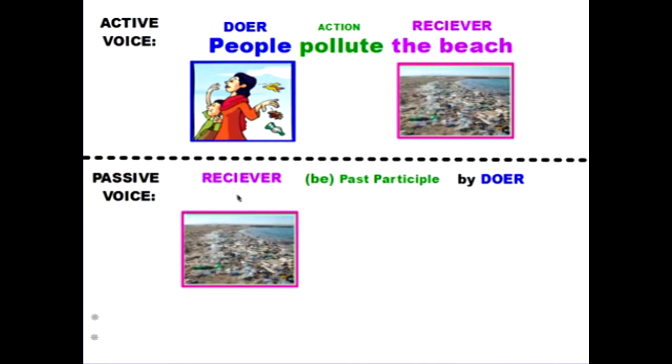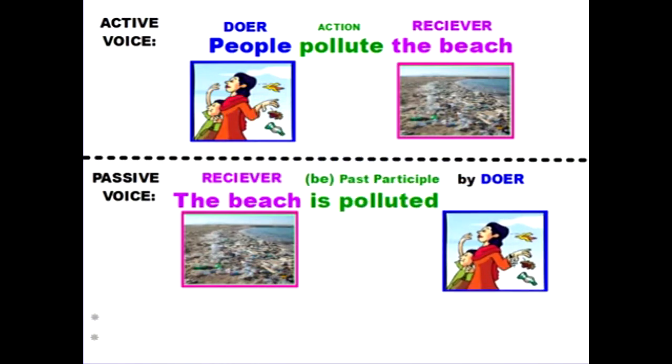Now, in the passive voice, I want to change this a little bit. And I want to talk about the receiver first, right? So I'm going to say the beach, right? But I need to change my action a little bit in the passive voice. I use be and the past participle of my verb. So I'm going to say the beach is polluted. And then I want to talk about by who. So I say by people. And that's the passive voice, using the receiver first and the doer last. And I need to use be plus the past participle for the passive voice.